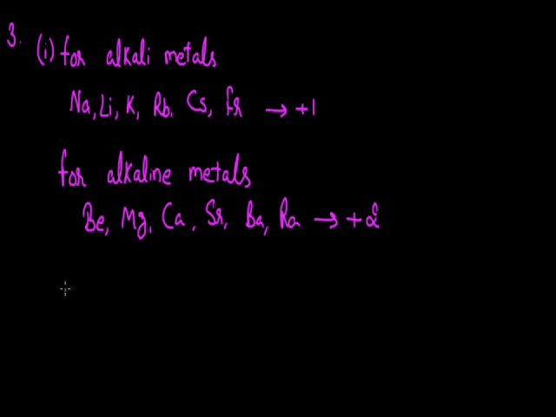Same if I talk about the elements aluminium and gallium, without any exception, these show the oxidation state +3. If I talk about the general oxidation state of fluorine, then the general oxidation state of fluorine is -1.